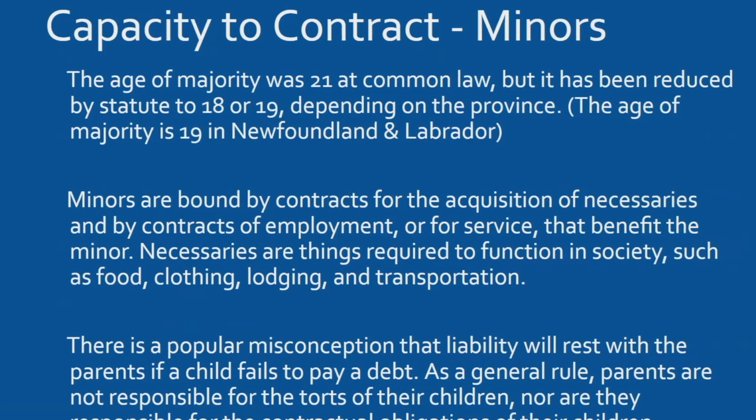There's a popular misconception that liability will rest with the parents if a child fails to pay a debt, for example. As a general rule, parents are not responsible for torts of their children, nor are they responsible for the contractual obligations of their children. So again, companies, beware. If you're going to hire students, you got to be careful with contracting. Depends on what kind of things that they're buying, if it's considered a necessity, and don't look to the parents.